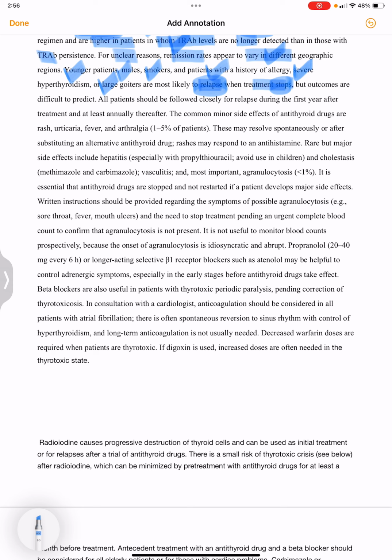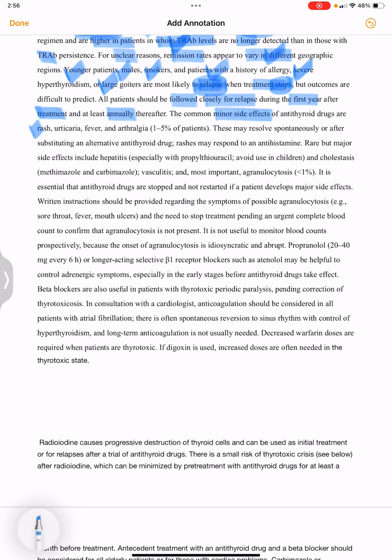All patients should be followed closely for relapse during the first year after treatment and at least annually thereafter. So what should be done? All patients should be followed closely for relapse during the first year after treatment, and annually thereafter.